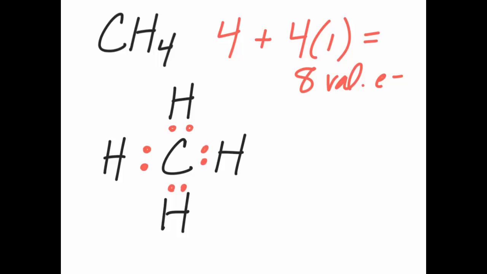So then we step back and decide, did we accomplish 2 things? Did we use all 8 valence electrons? Yes, we did. Does each atom have what it needs to be stable? Does each hydrogen have 2 electrons at this point? Yes, they all do. And does the carbon have 8 valence electrons around it to achieve the valence octet? Absolutely. So this is a good Lewis structure.